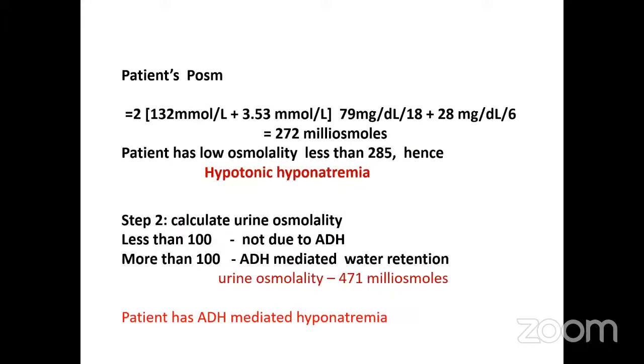Now, what is the osmolality in this patient? You apply the formula and the calculated osmolality is 272. That is, the patient has a low osmolality, less than 285. So he has hypotonic hyponatremia.